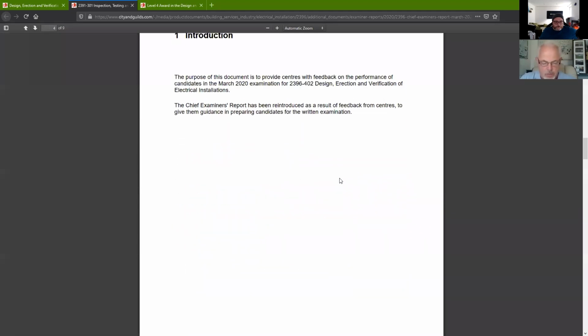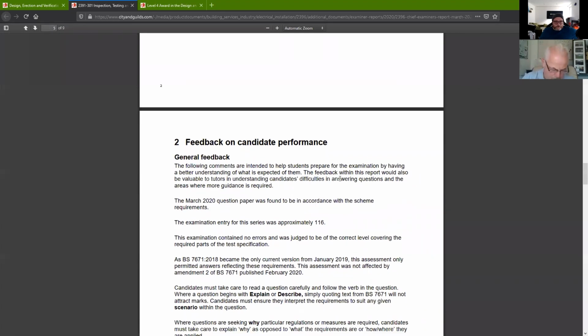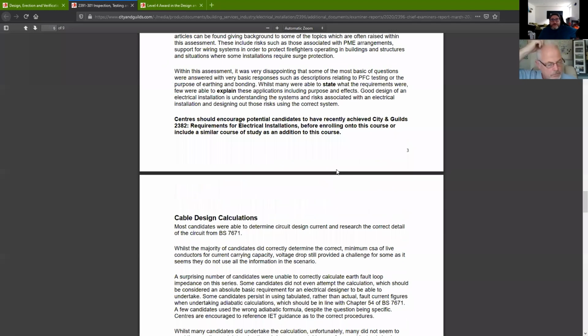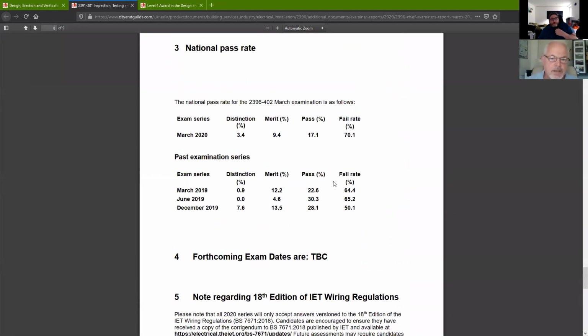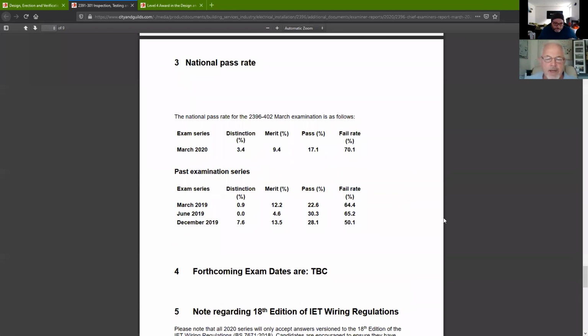I think if you go towards the end, page 6. Page 6 of the document itself. There we go. Go back slightly, there you go. So, about there, 70% of the people that took this exam failed.